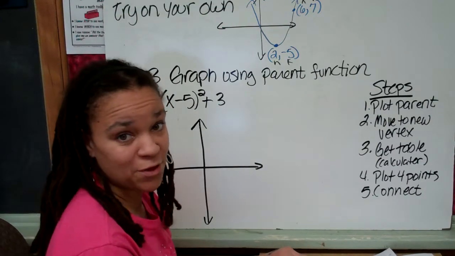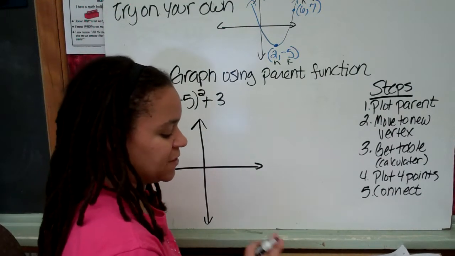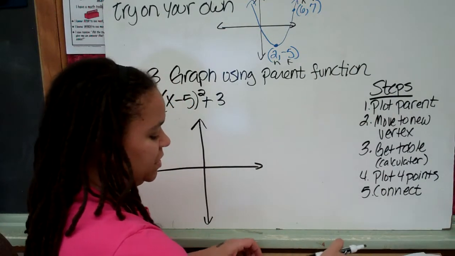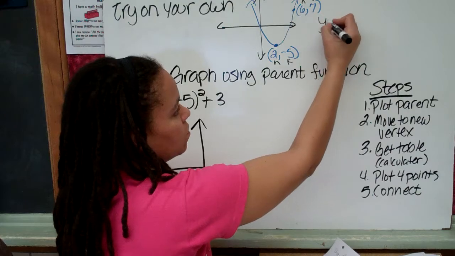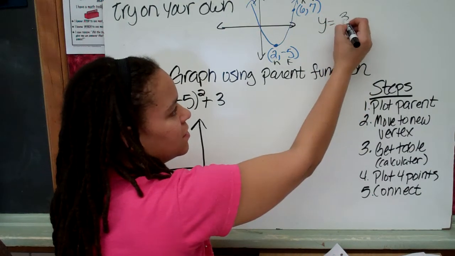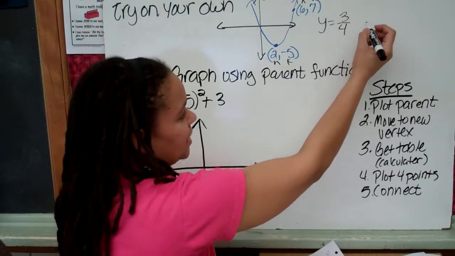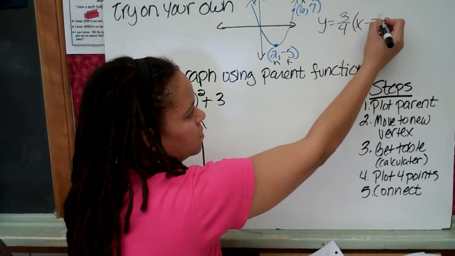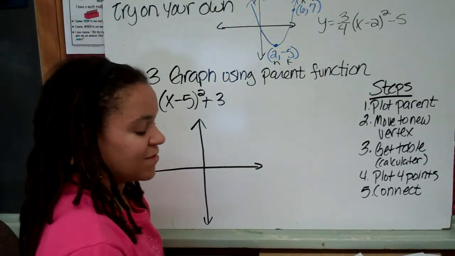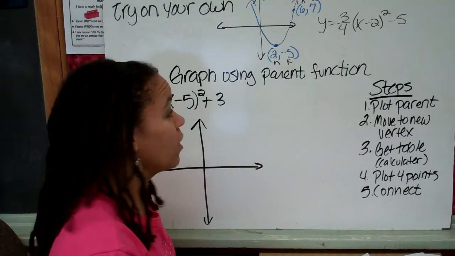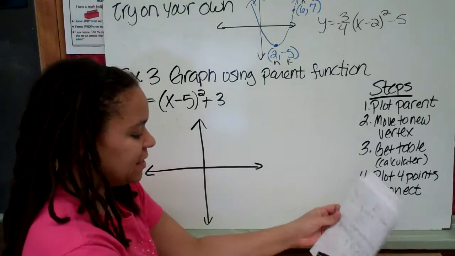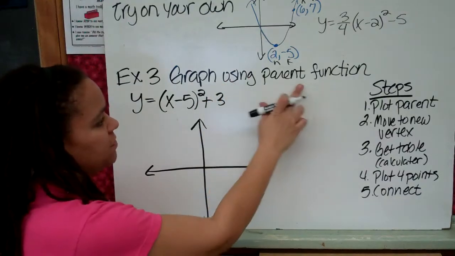All right, now that you're back, let's see if you got this. I'm not going to go through how to do it. I'm just going to give you the final answer. So did you get y equals, if you haven't done it, you still have a chance to pause and do it, 3/4 (x minus 2) squared minus 5. That's what I got. Hopefully you got that too, or either you're wrong or I'm wrong, or we're both wrong. Let me know. All right, last example for today is to graph using a parent function.